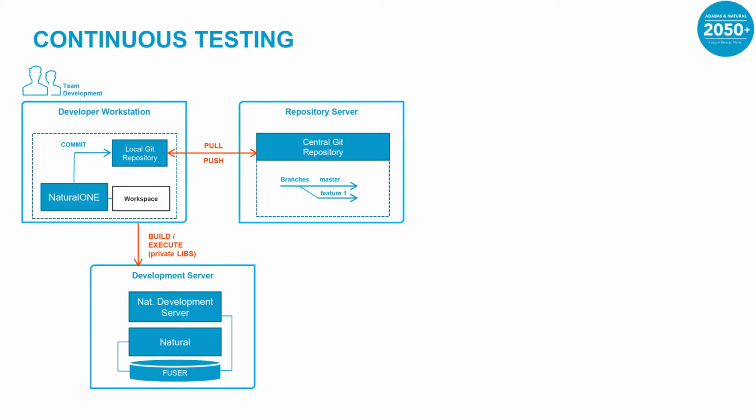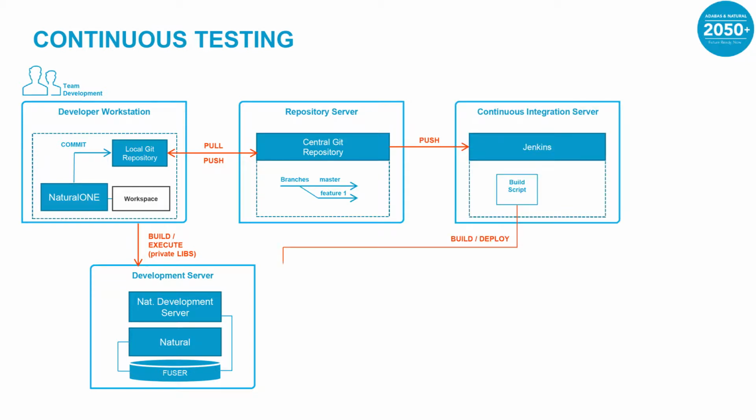A source code management system like Git or Subversion is used as the repository server. Modifications are uploaded and executed in private mode, which means they don't affect other developers. Once work is finished, changes are made available by committing or pushing them to a central repository. Continuous integration then transfers changes from the repository to the shared development environment, which ensures a successful application build and deployment.